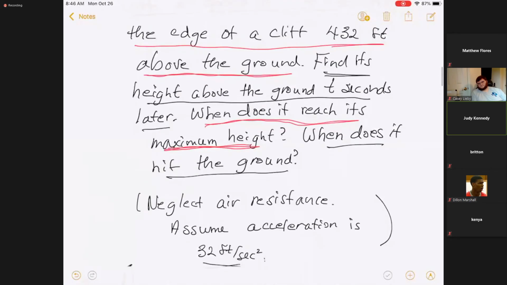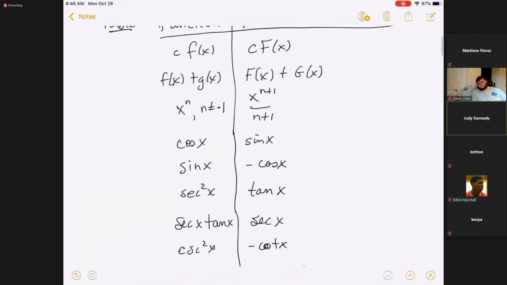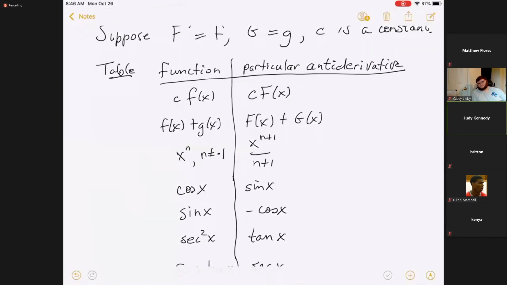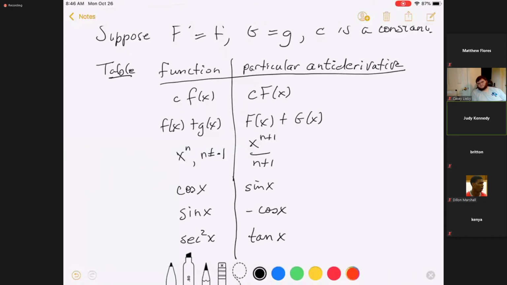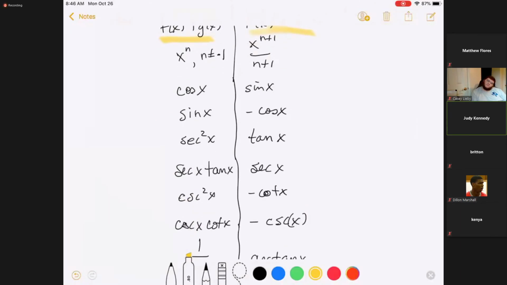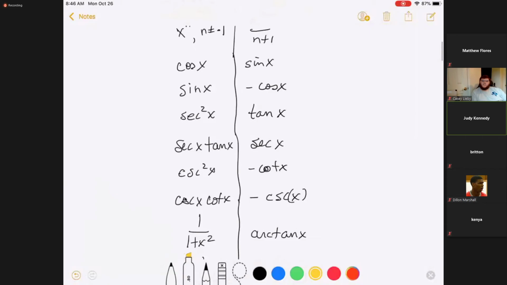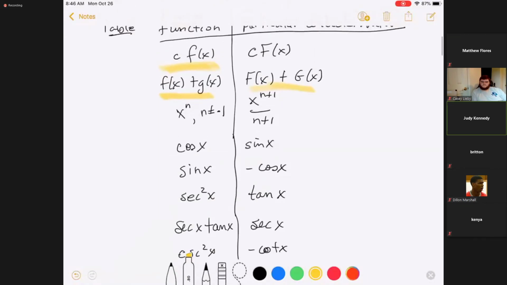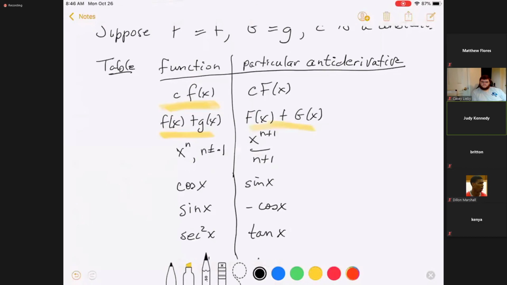To go way back to the start. Okay, here's our list. I know how to handle a constant times a function. So a constant times a function, just the constant times the antiderivative. Two functions are added, the sum of the antiderivatives, x to the n plus 1 over n plus 1, then the trig functions and the inverse trig functions. But there's nothing about what to do with something that's like f over g, right?